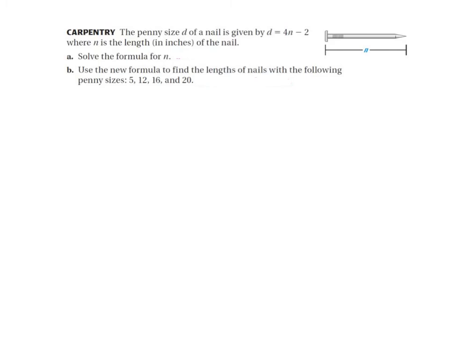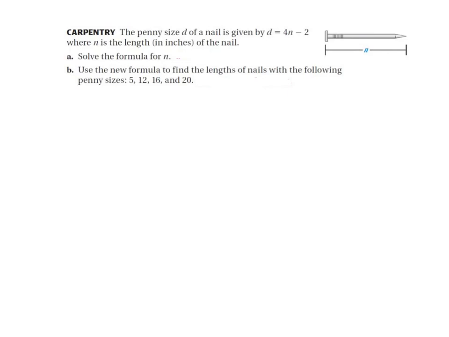This is a very important skill that is going to be extremely helpful in the next unit and beyond, of course, if you can solve for a variable other than one that is already solved for. And then once you have solved for n, I want you to use that newly formed formula, the easier version of it, to find the lengths of the nail with the following penny sizes. So 5, 12, 16, and 20. Thus, you're going to give me 4 different answers. And you'll notice they kind of follow a pattern.